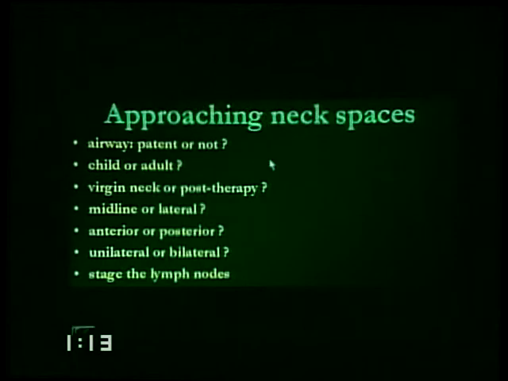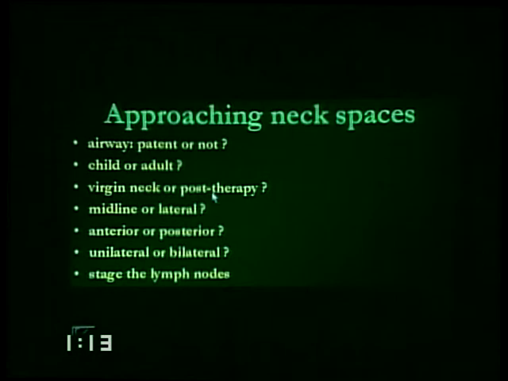So when you look at neck space pathology, look at the airway. That's the first thing. Is it patent or not? If it's not patent, you need to call somebody because this is a surgical emergency. Is this a child or an adult? If it's a child, you're thinking congenital problems, things that can be repaired and definitively excised surgically. If it's an adult, we're thinking of post-styloid parapharyngeal space pathology to do with one of the longitudinal structures, either a vessel or a nerve.